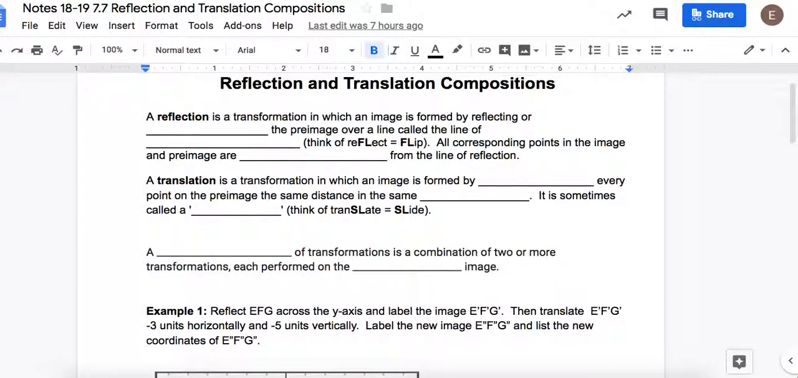To my video on reflection and translation compositions. So before we get into what a composition is, let's review the terms reflection and translation.